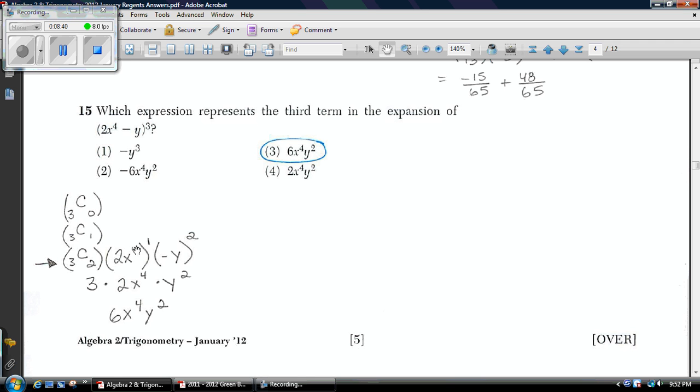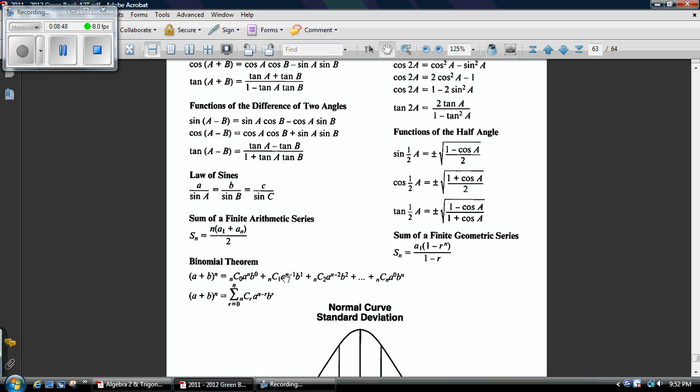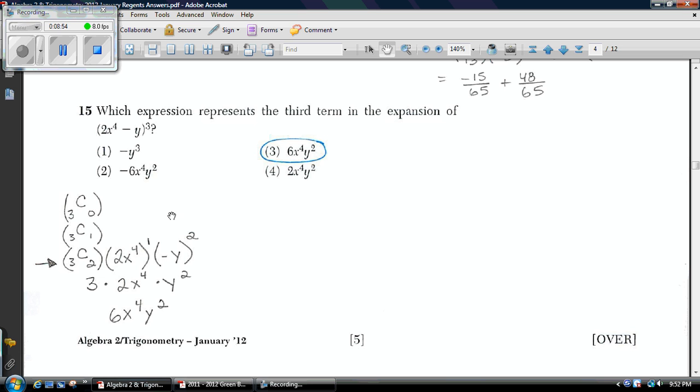3C2, 2x to the fourth, raised to the first power, negative y raised to the second. Once again, all of this just comes from this formula right here. Just plug into it, one by one. I didn't feel like listing them out because it was extra information. 3C2 you plug into your calculator is 3. 2x to the fourth raised to the first power is just itself, and negative y squared is y squared. There you go. That's it right there.